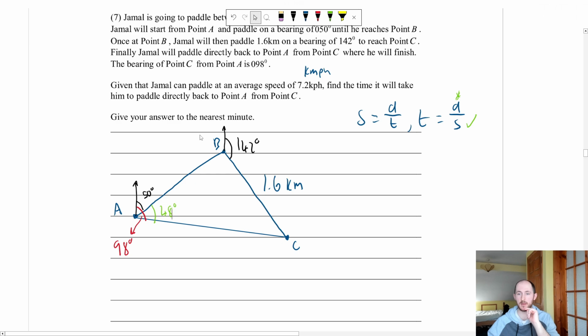Okay, there's another thing we can work out. I'm going to move point B up here. I can actually work out this angle here now. Now you might be thinking, how the hell can you do that? Well, I can work out this angle here.